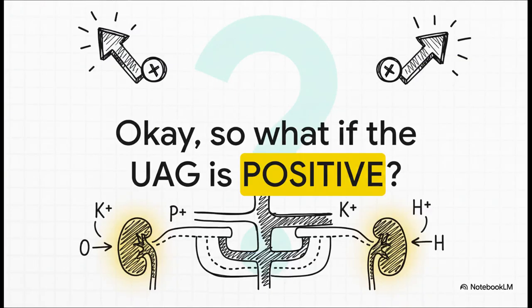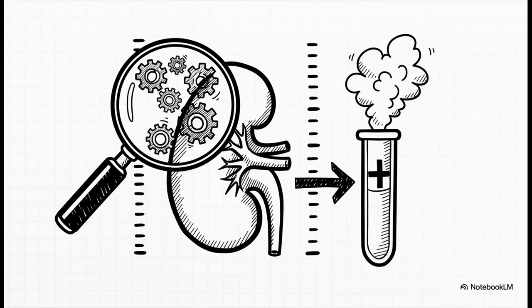So, let's rewind. We run the exact same test on a different patient, but this time, the result is positive. This flips our entire investigation on its head. Now, who does this finding accuse? A positive UAG is the smoking gun. It proves the kidneys are failing to get rid of acid. Even though the rest of the body is screaming, we're too acidic, the kidneys just aren't fighting back. We've found our culprit. The problem is absolutely in the kidney. And this points us directly to a diagnosis of renal tubular acidosis, or RTA.